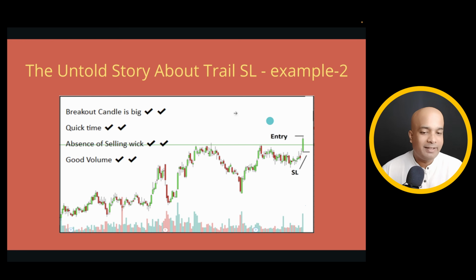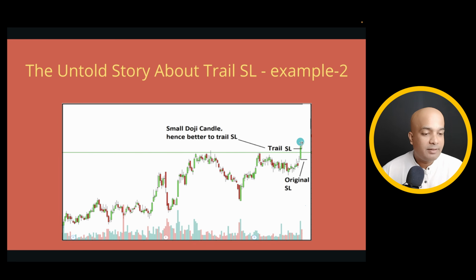See, this is one more example. It satisfies all the criteria: big candle, yes; quick time, yes; absence of selling, yes; good volume, yes. Now let's say you will take a trade above this and the stop loss is below this. Now there is a small doji. In my opinion, price should rally quickly. The small doji also indicates the lack of participation of smart money. So once again, you can trail your stop loss from this to the low of this doji.